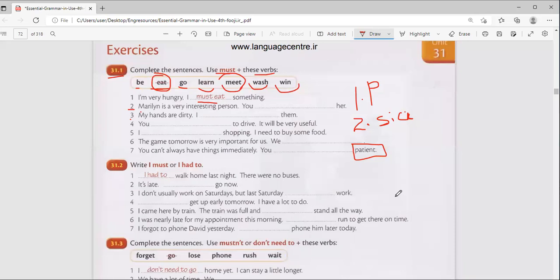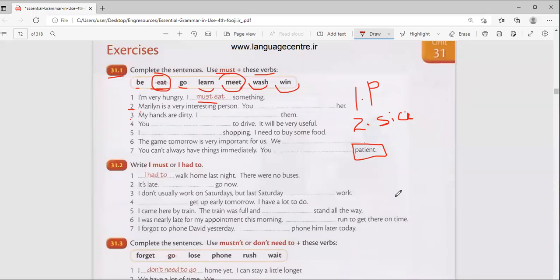Number 5. Uba. It's not here. It's blocked. So anybody there? I came here by train. The train was full, and I must stand all the way. No, look, number 5. I came here by train. It was full, and I had to stand all the way. Yes, all the way.